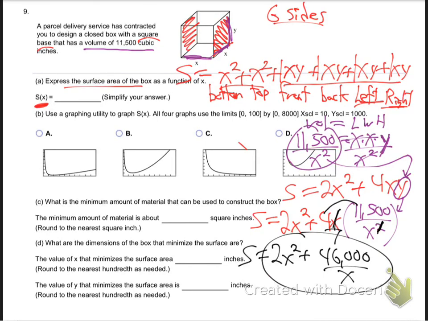Okay, now they want me to graph it on my calculator. If you graph it on your calculator, and they're telling you the window, 0 by 100 and then 0 by 8,000, you'll find that D is the right graph. I can show you, there it is. You'll see the D is the right graph. And then they want you to find this minimum value right there. The minimum value. It says, what is the minimum amount of material? And what are the dimensions of the box? And value of X and value of Y.